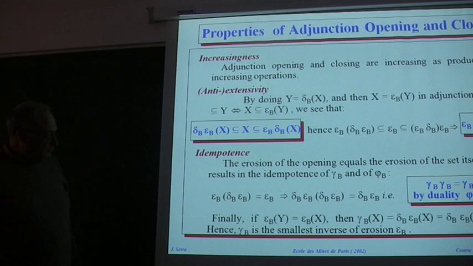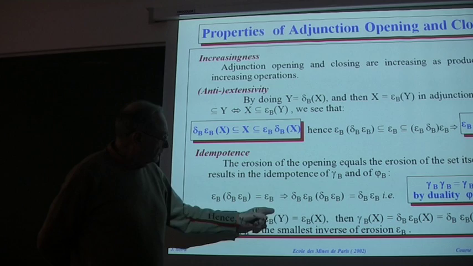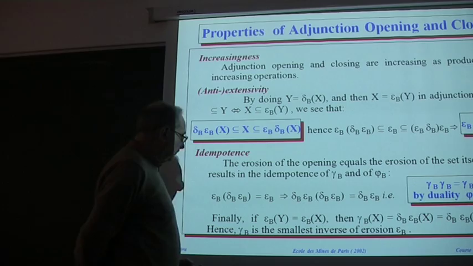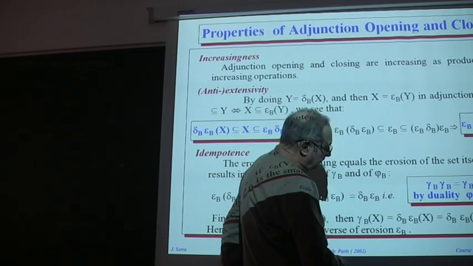And now, the last point. If you have two sets which have the same erodent, you erode by B set X, and you erode by B set Y, and they have the same erodent, then the opening of the first equals, by construction, the erosion followed by the dilation, which is that.